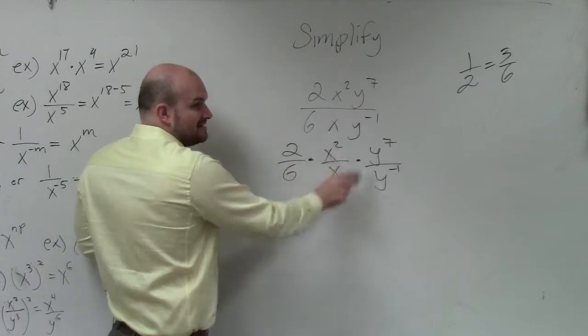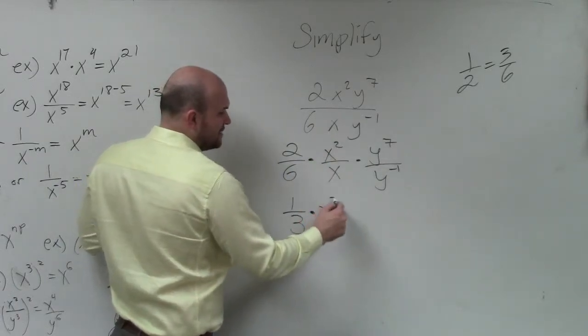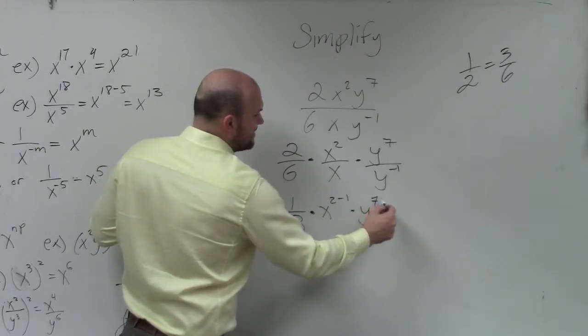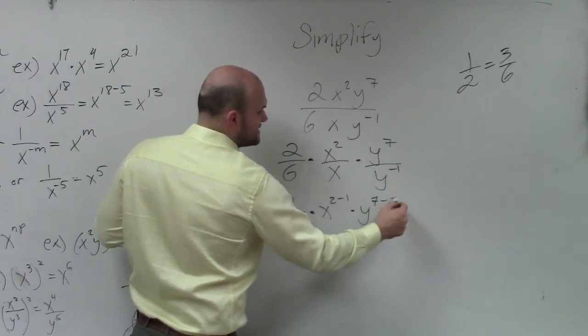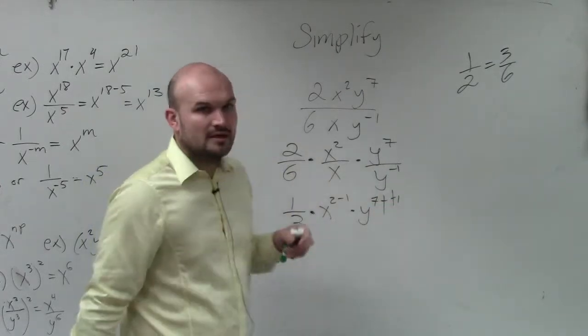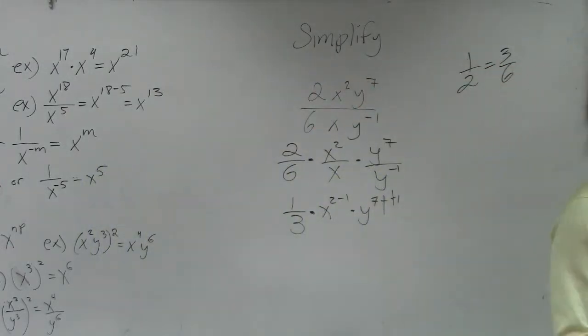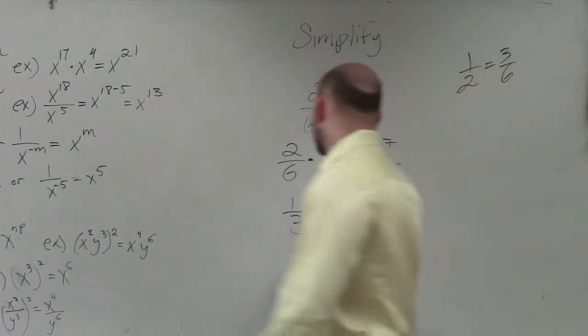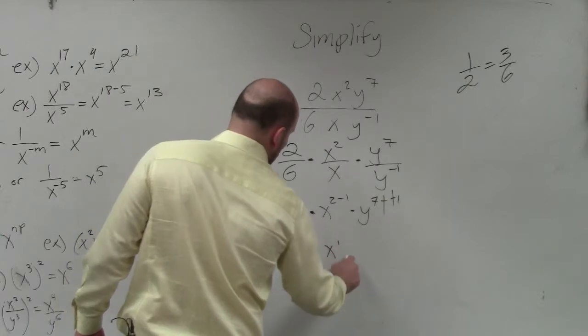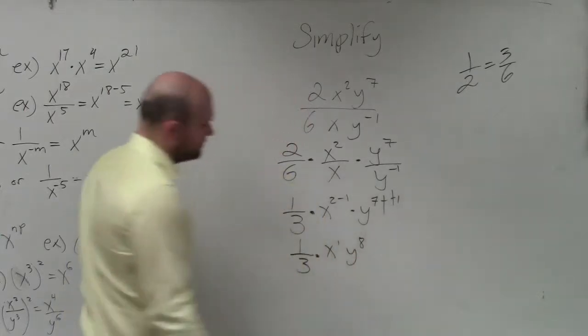times. Now you guys can see I have the quotient here. So I have x to the 2 minus 1 and times y to the 7 minus a negative 1. Now hopefully you guys remember we have a double negative here. So 7 minus a negative 1 is going to give you 7 plus 1. So therefore I have 1/3 times x to the 1st power, y to the 8th power.